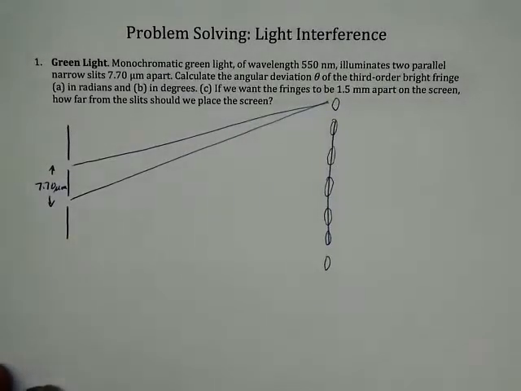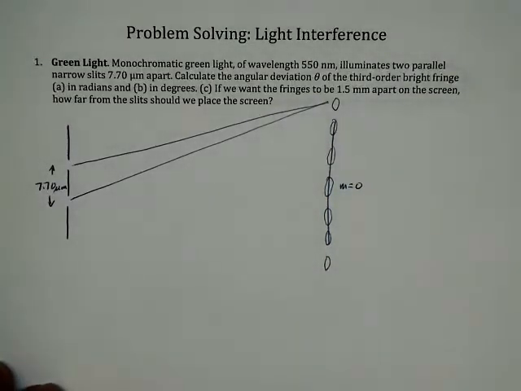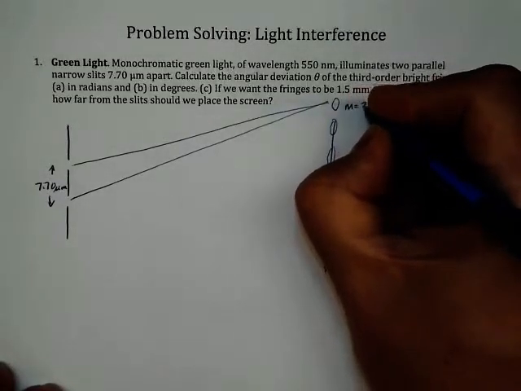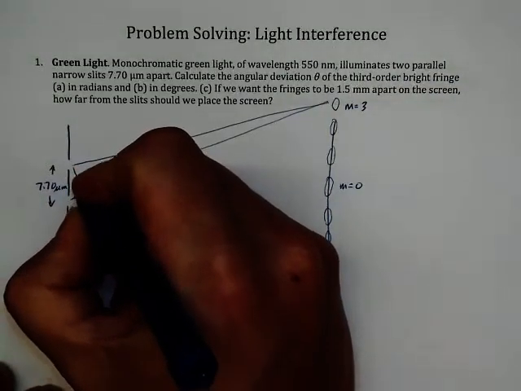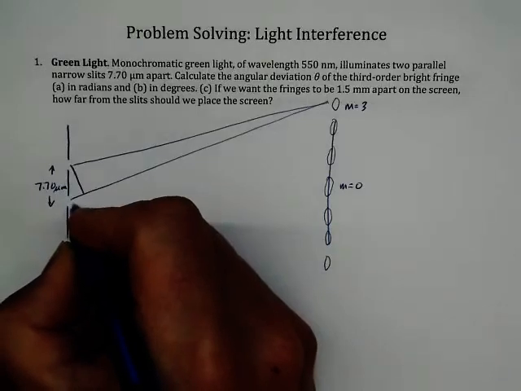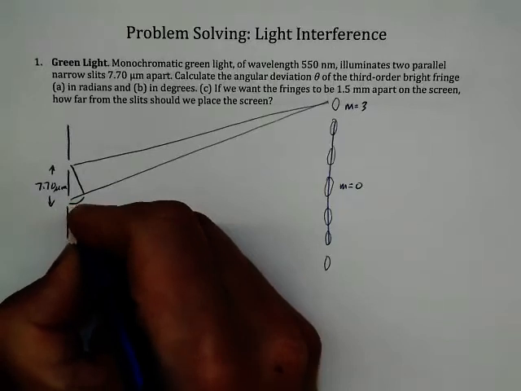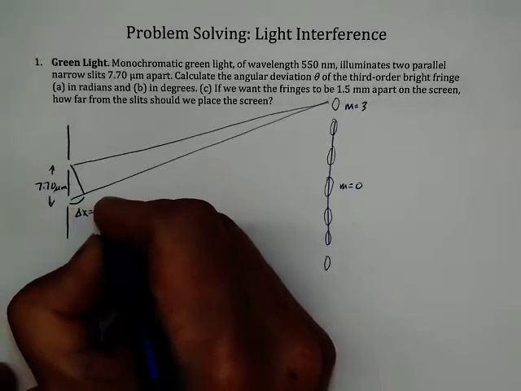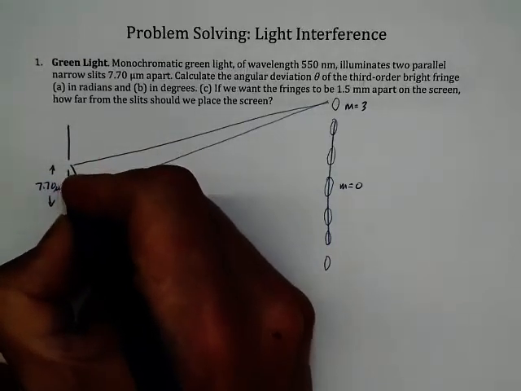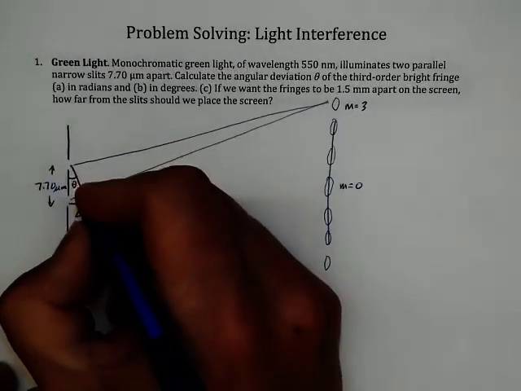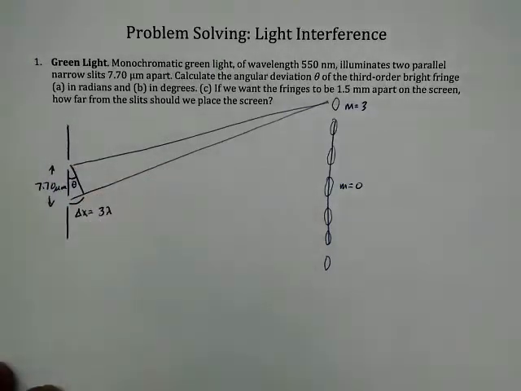And this is the third order bright fringe because we start our ordering number with 0 there in the center. So up here we are at the third order bright fringe. That means that the difference in path length right here must be 3 wavelengths. So this distance, this difference in path length, is 3 wavelengths. We know this distance, and if we call this angle right here theta, we have a small right triangle of which we know the opposite side and we know the hypotenuse side.